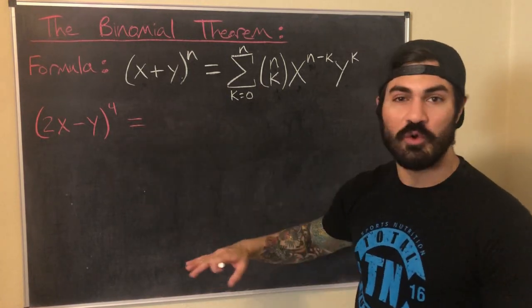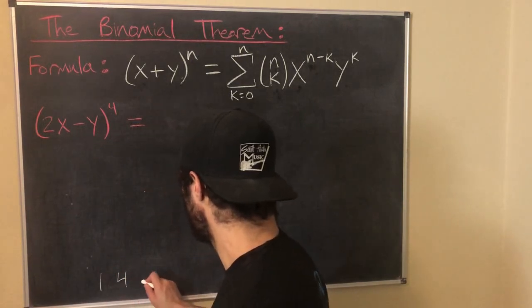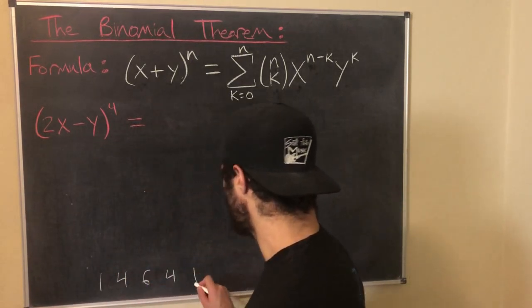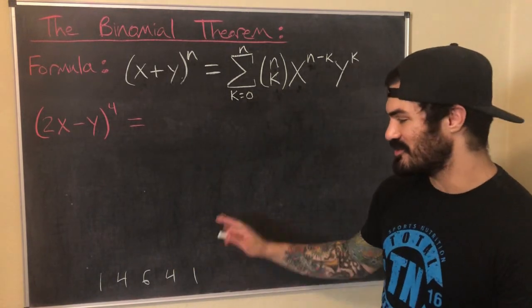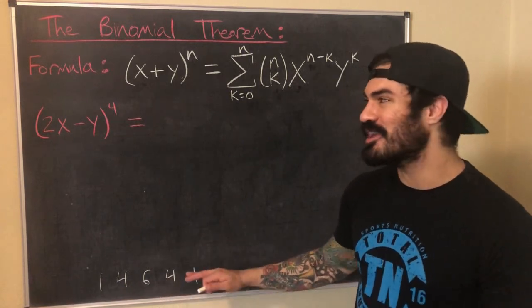We want to go down to the fourth row, but I know that the fourth row is going to be 1, 4, 6, 4, 1. So I'm just going to kind of skip ahead and write that out since I just wrote it out and remember what the fourth row is. Hopefully you know how to get to that point though and get that fourth row.